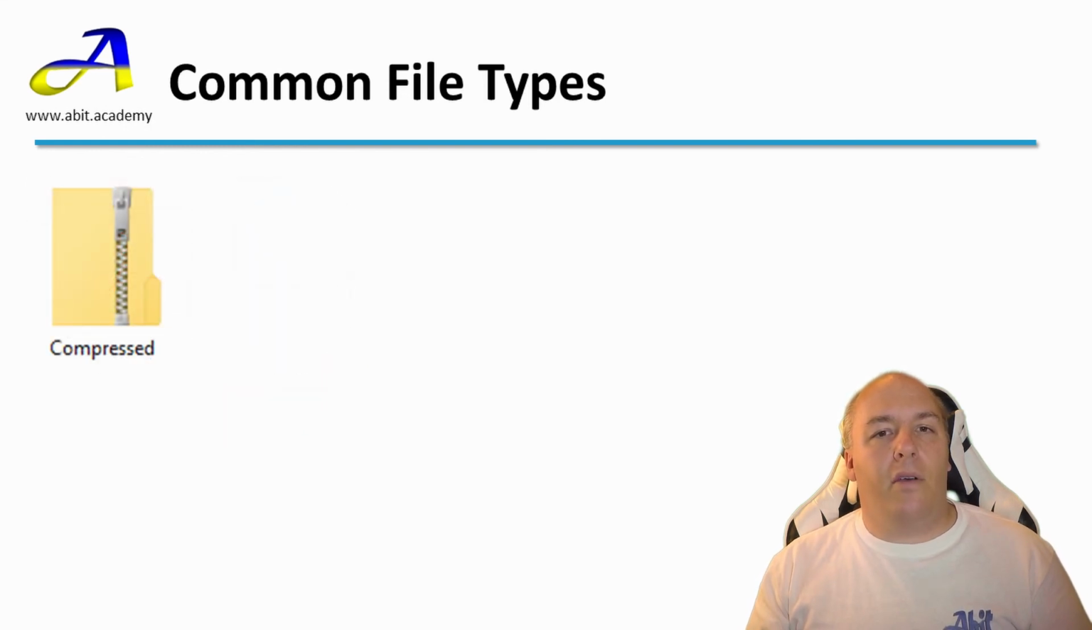Remember, compressed files are often called zipped files. So when you see the zipper on a file, you know it contains one or more compressed files. I'll cover compression in a couple of lessons' time. At the moment, you just need to be able to identify them. Nice and easy when they put a zipper on it like this.